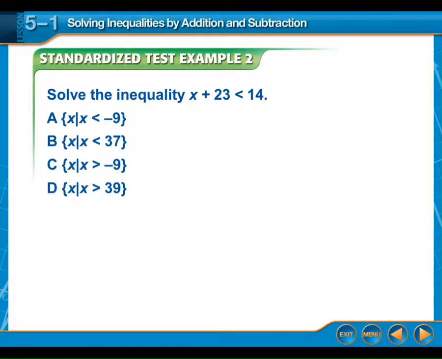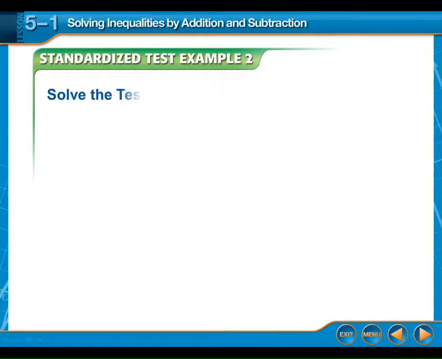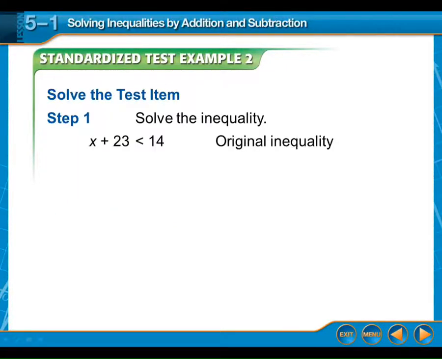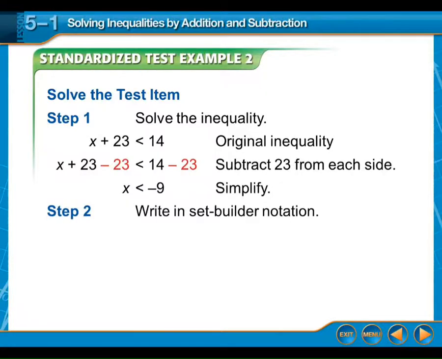What do you do in order? The first thing you're going to do is read the test item. Second thing you're going to do is find the solution of the inequality. And you solve that just like you do a regular 1- or 2-step equation. You're going to subtract 23 from both sides of the equation, and you find out that X is less than -9. And then your next step is to write that in set builder notation. And the answer is A.